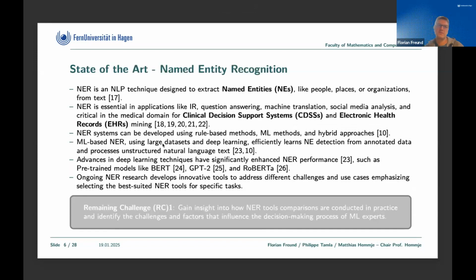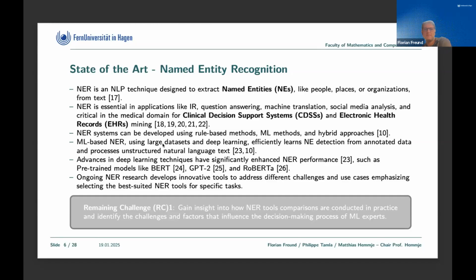Now I will go a little bit deeper into the state of the art. So first, named entity recognition again. NER is a technique to extract named entities. In the standard case, entities are people, places, or organizations which are extracted from text. In the medical environment, there would be specific entities like treatments, illnesses, or something like that. NER is essential in applications like information retrieval, question answering, machine translation, social media analysis, and in the medical domain, where it is used for clinical decision support systems and electronic health record mining.